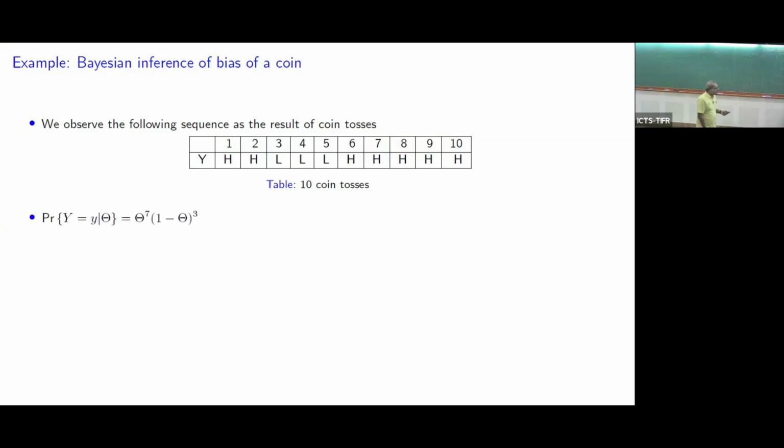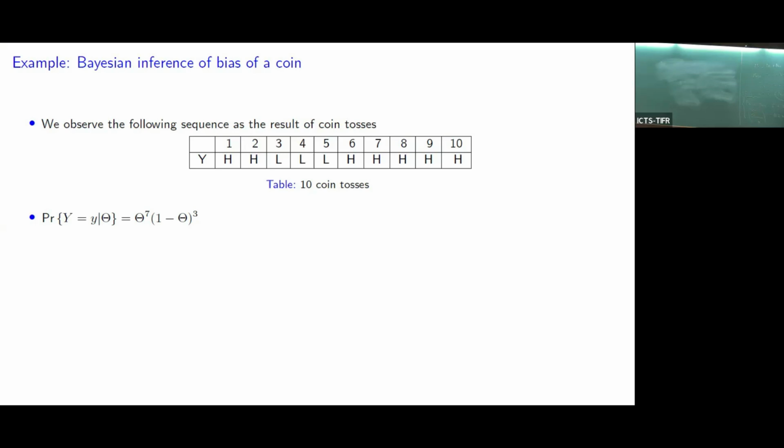Now, let us try to see how we will go about inferring the bias. This theta that I have, let me think about that as the bias of my coin. So theta is the probability that the coin comes up heads.